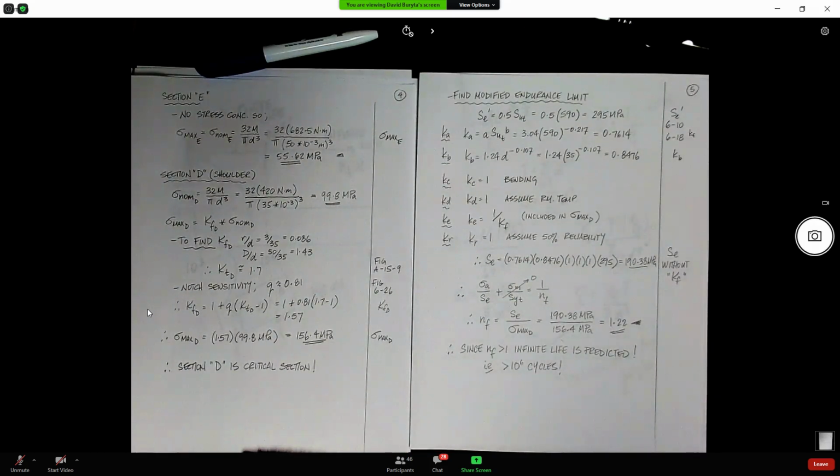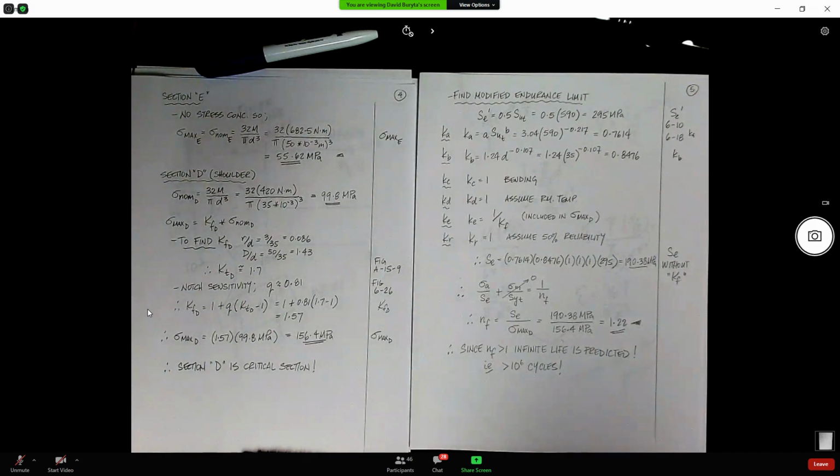Next semester, when we do more analysis about keys and the stress concentration factors for keys, you'll get a more in-depth analysis. Sounds good. But if I do give you a key, I will tell you either the KT value or the KF value.